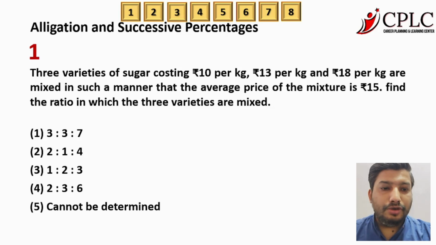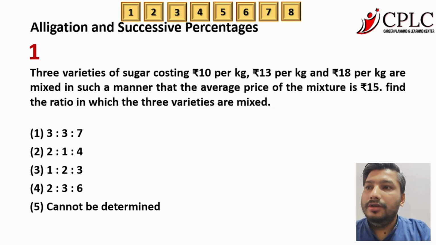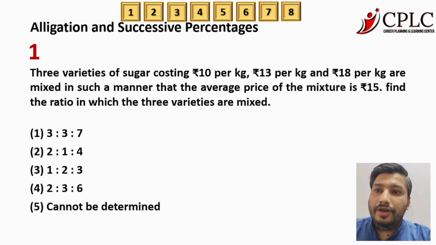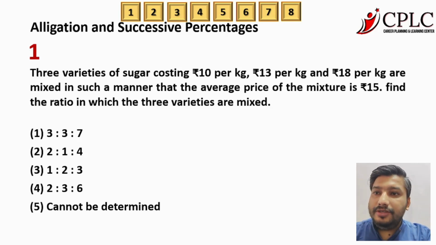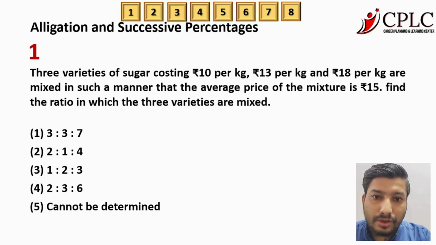Okay, so let's talk about the questions now. The first question says that three varieties of sugar costing 10 rupees per kilo, 13 rupees per kilo and 18 rupees per kilo are mixed in such a manner that the average price of the mixture is supposed to be 15 rupees per kilo. Then in what ratio are these three varieties supposed to be mixed? There are a lot of answer options there. Now how do we solve this?